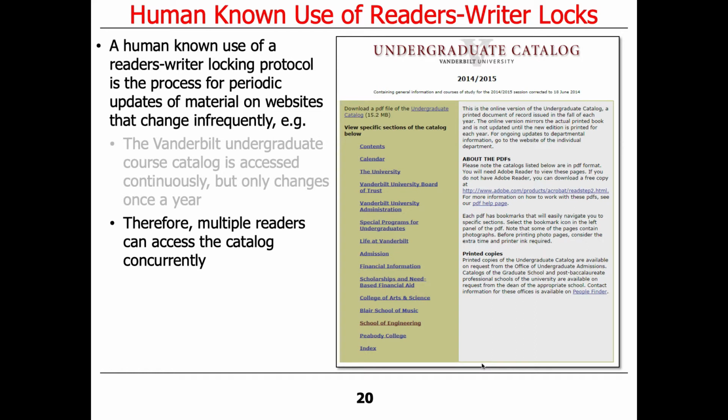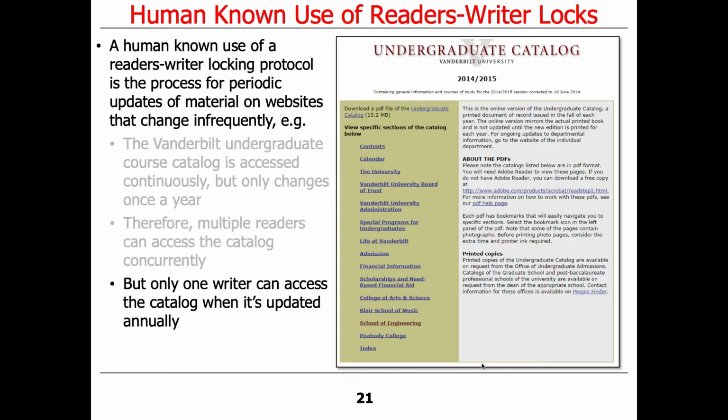Therefore, we want to have some way to allow multiple readers to access the catalog concurrently, because there's no sense slowing everybody down just because it will change once in a blue moon, once a year. However, we want to be able to provide exclusive access when the single writer comes along. When the catalog is actually updated annually, then we want to make sure that nobody else can be reading that document while it's being updated, because that might end up being confusing and cause some corruption.